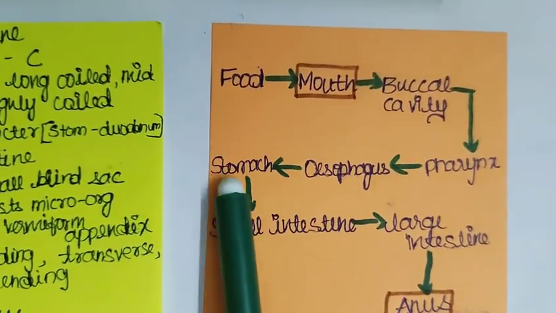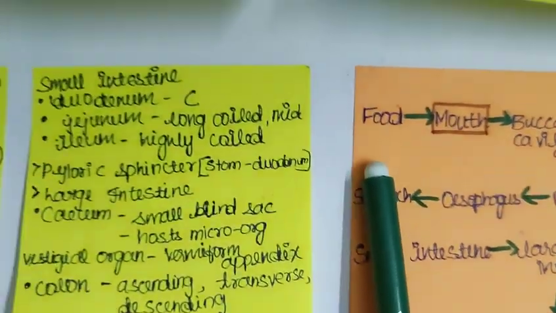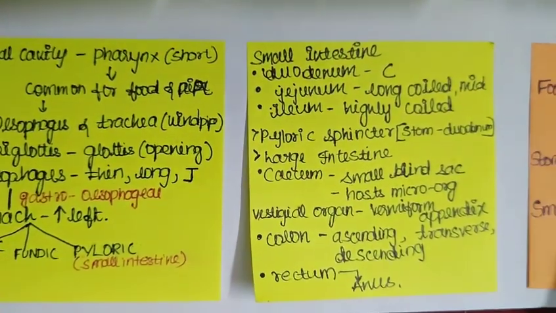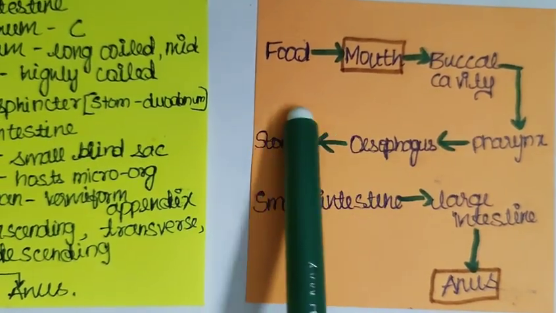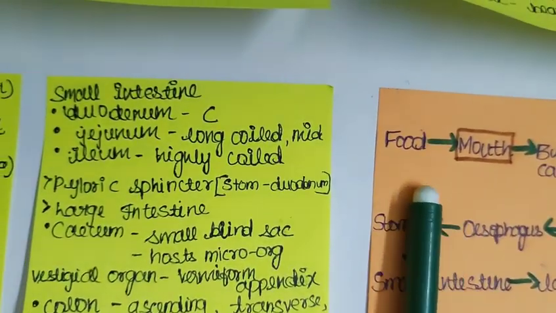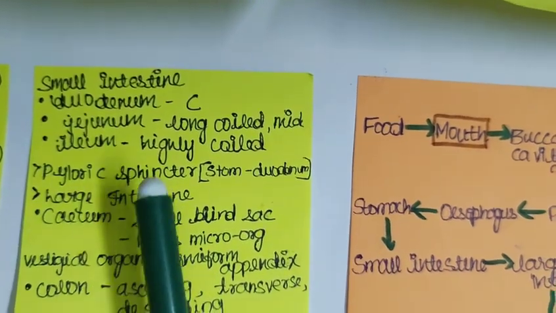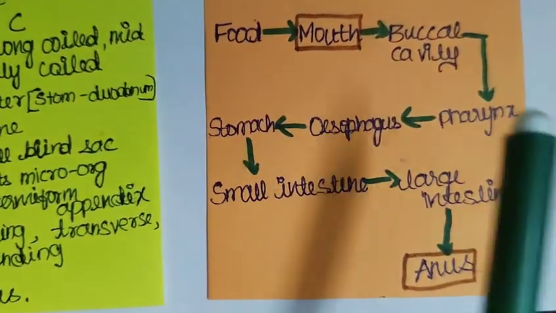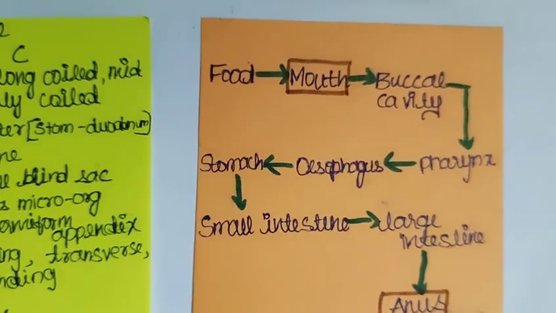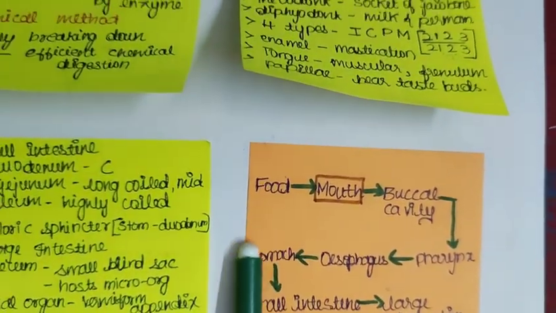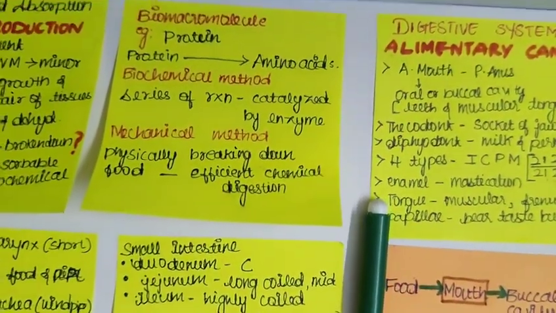The opening will be guarded by the gastroesophageal sphincter. Okay, now coming from the stomach to the small intestine, this opening will be guarded by the pyloric sphincter. Then this food will be traveling to the large intestine. At last it will reach the anus via the rectum. So we are done with the first part of the digestive system. Let's see in the next video.